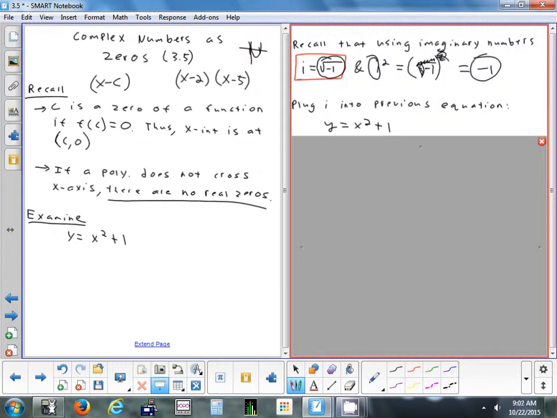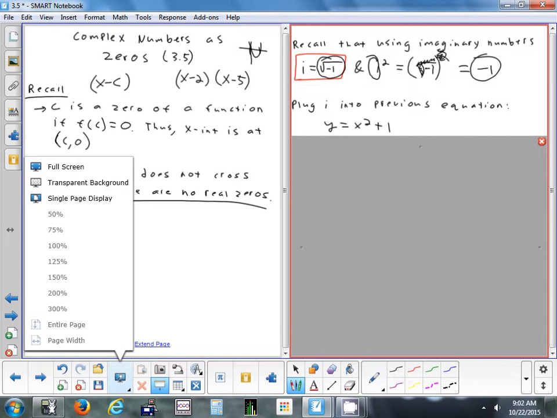Let's try plugging that into the problem we just had. Okay, that graph. All set on the left? Yeah.